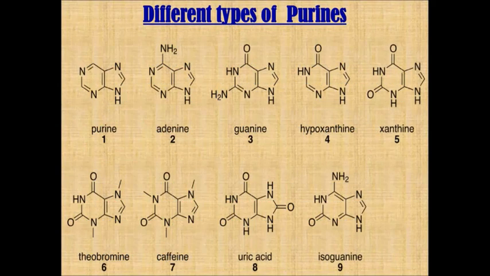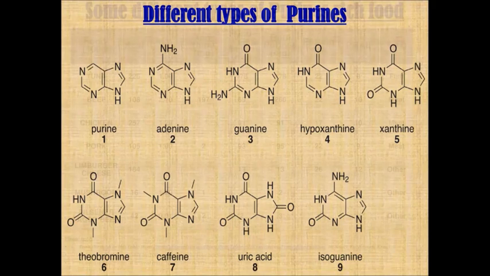Here are some of the types of purines, and as we can see, number 4, which is hypoxanthine, and number 5, xanthine, are the two main components which actually cause uric acid accumulation or excess uric acid formation. Other than that, all others are less important in this case, but anyhow, these are all purines, which can somehow or other increase the uric acid level in our body.